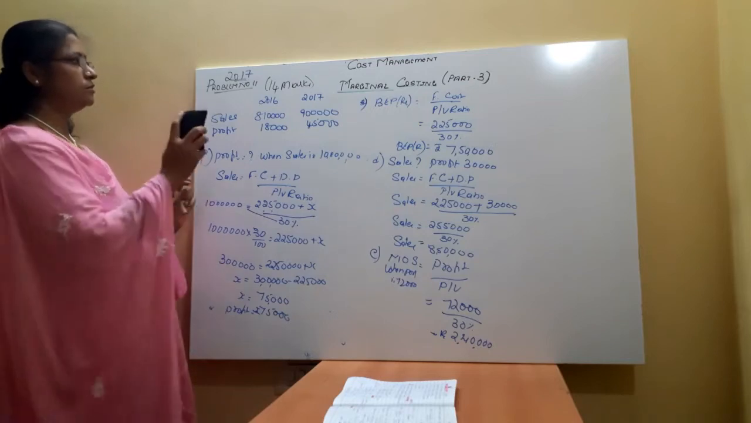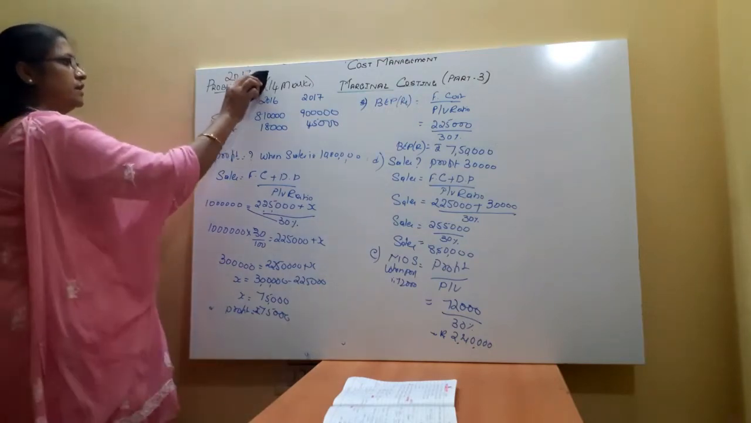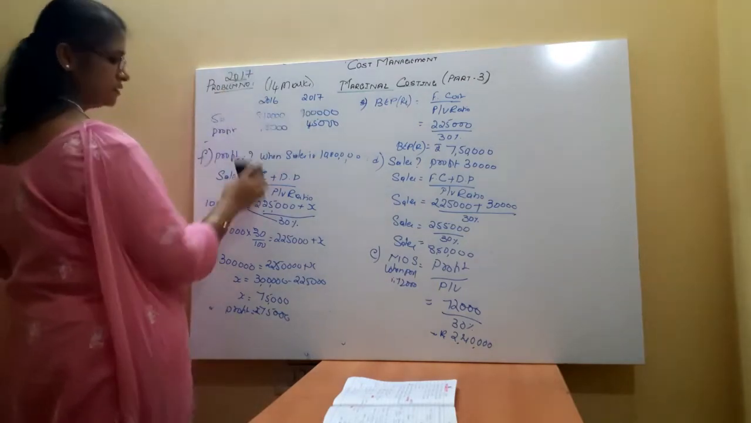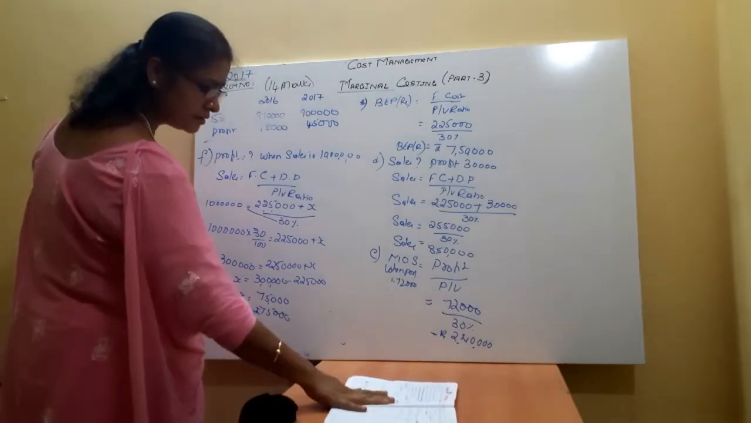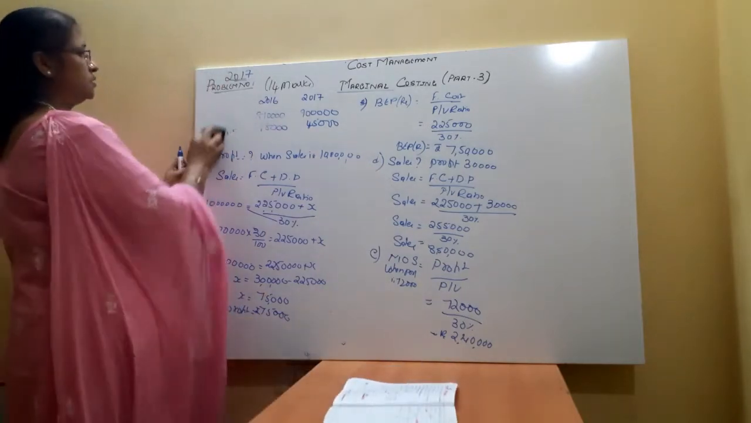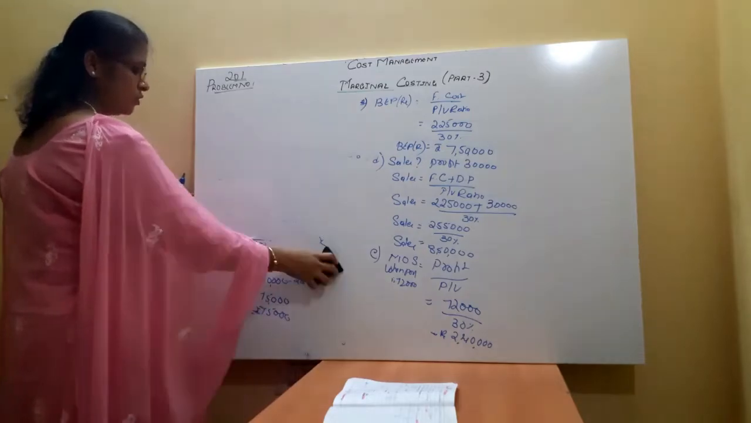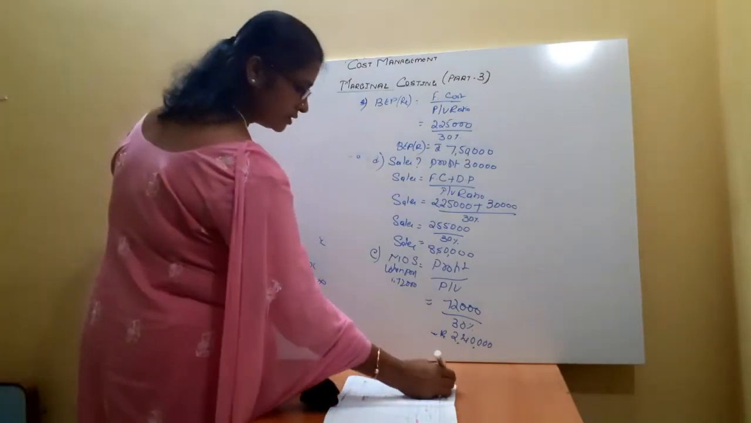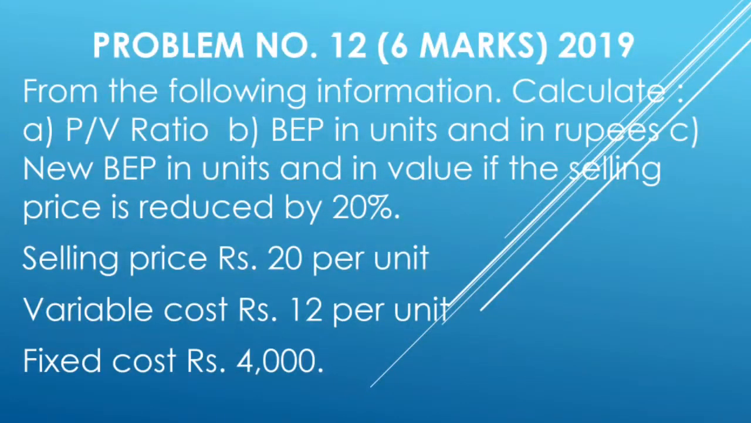Now we'll move on to problem number 12, which is asked for 6 marks. This is problem number 12. It is asked in the paper 2019 for 6 marks. Okay, let us look at the question.